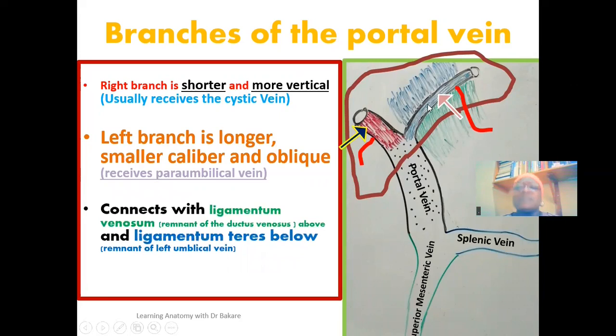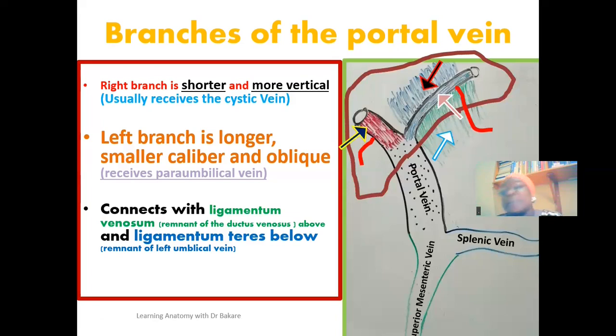If you look at the left branch of the portal vein, you see that at the upper part, it is supported or connected with the ligamentum venosum. And the ligamentum venosum is a remnant of the ductus venosum. And this is what is seen to structurally support the left branch of the portal vein at its superior part. If you look at the inferior part, it is also supported by a ligament that's referred to as the ligamentum teres. And this is the ligamentum teres here, arrowed in white. The ligamentum teres is a remnant of the left umbilical vein.